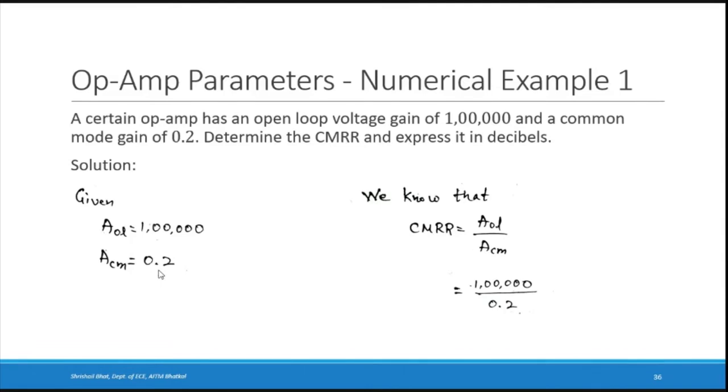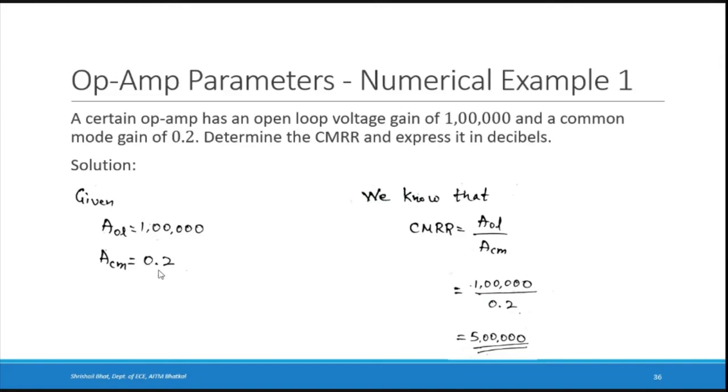What is the answer? Someone calculate and tell me. 5 lakh. Yes, 500k or 5 lakh, right? So it's 5 into 10 raised to 5.